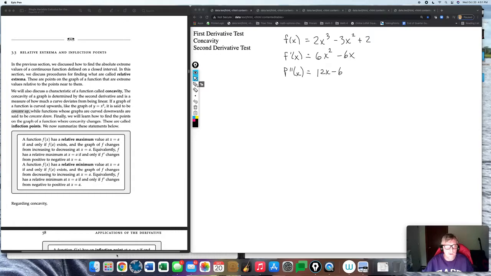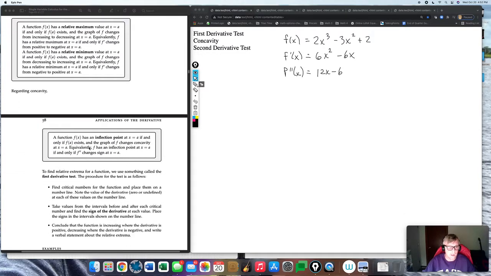you have a possibility, and I mean possibility. A function has an inflection point if and only if f of a exists and the graph of f changes concavity. Equivalently, f has an inflection point at x equals a if and only if f double prime changes sign at x equals a. So let's see how that point that I made plays out here. We're going to say that possible inflection points happen where f double prime is equal to 0.